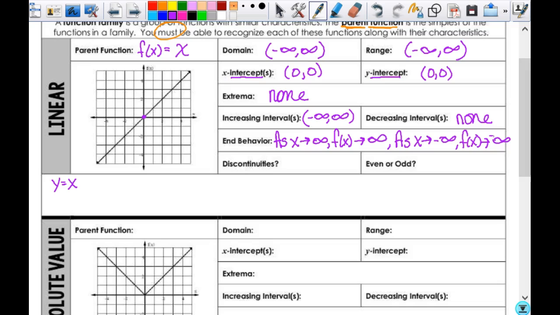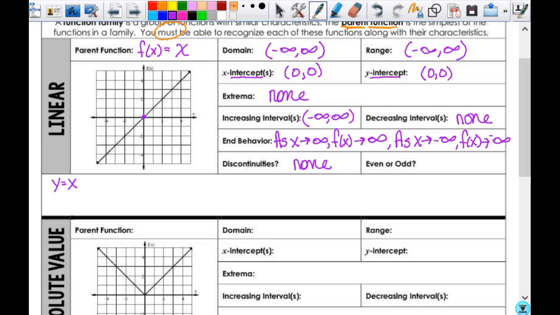Everybody good so far? Does it have any discontinuities? No. So it's none. Is it even or odd? Odd. Or neither. It could be even, odd, or neither. Is it odd?